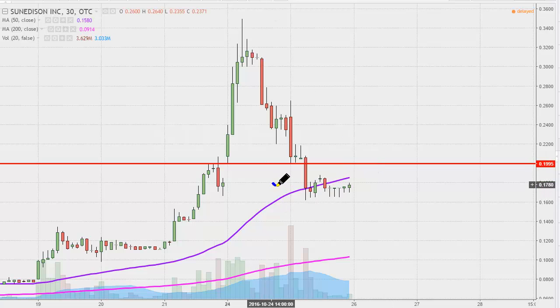Also on top of that, keep an eye on the purple line right there. That's the 50 period simple moving average. And now that the price is below it, this could tend to act as a resistance too. But I think the main public enemy at this point is going to be just getting back up above the 20 cent level, which again is that red line right there.